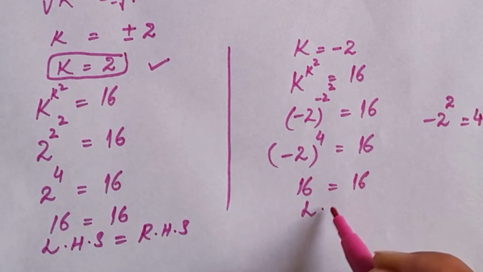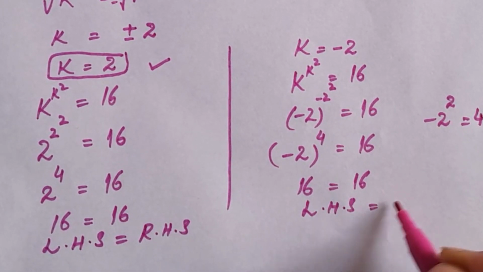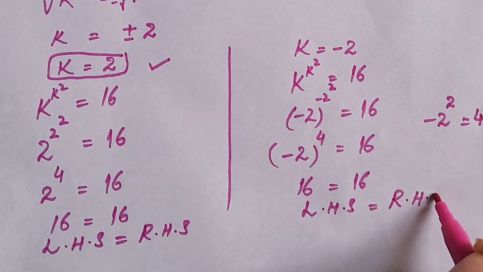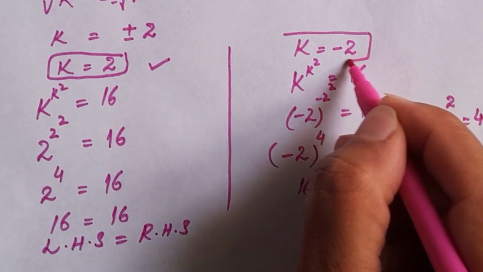It means that left hand side is equal to right hand side, and this value of k, which is equal to negative 2, is also correct.